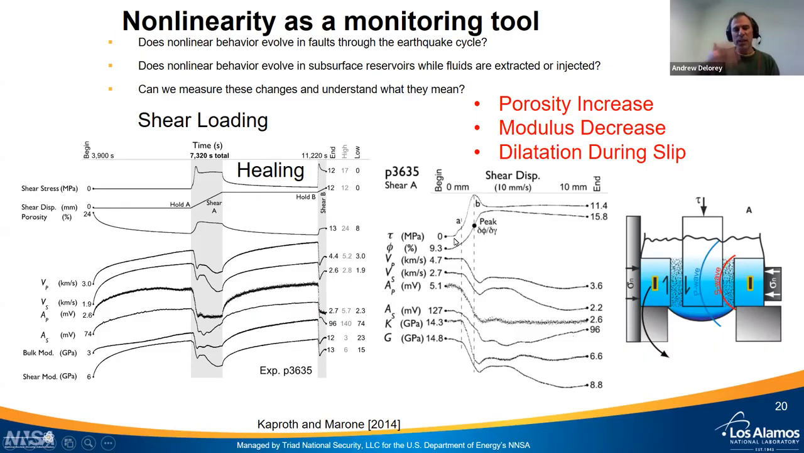So there's some kind of dilation, and that's affecting both the porosity and the velocities. And so these are the kinds of things that we expect would be happening in real fault zones. And so can we understand these processes in the labs and then try to look at the earth and see if we can understand what's happening in the earth.